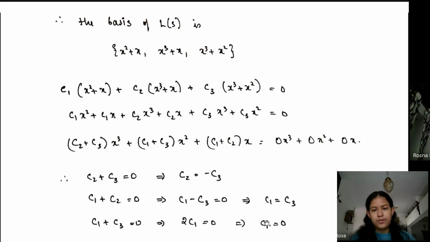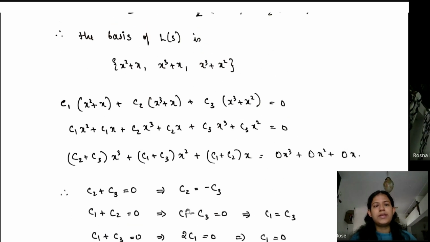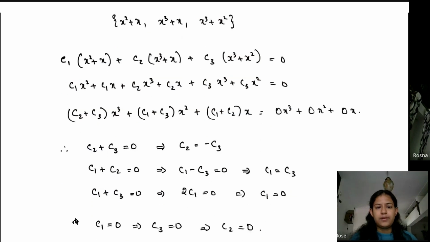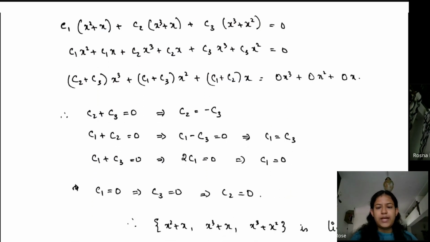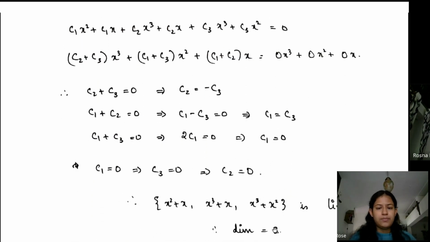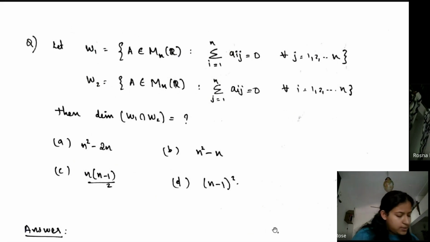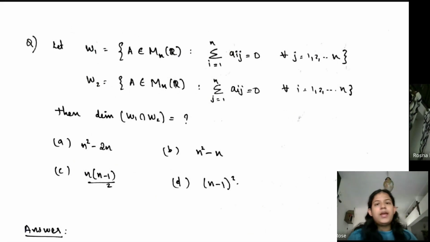So you have C1 equal to 0, since C1 equals C3, C3 equals 0, and minus C3 equals C2, so everyone is 0. So this collection of elements forms a linearly independent set, and hence is the basis of our vector space. So it has dimension 3. So option C is correct. Yes, I hope this is easy and everybody got it.